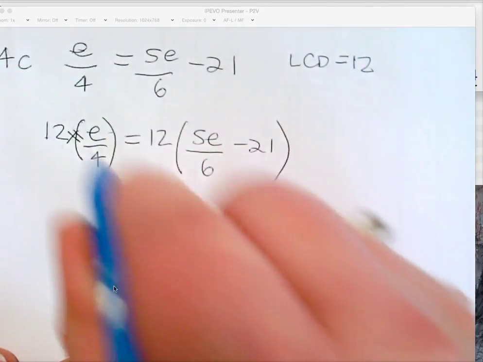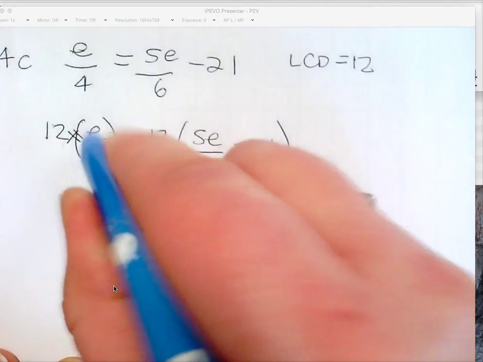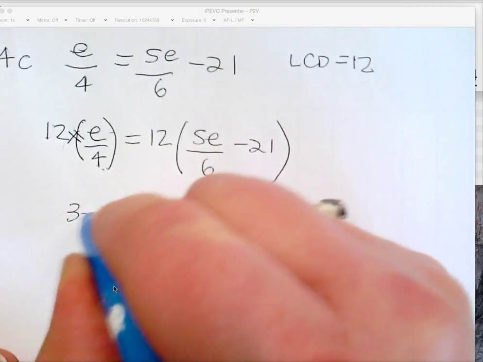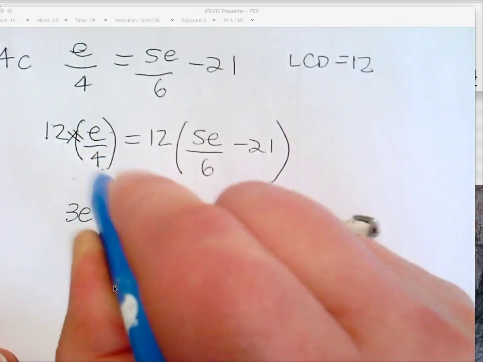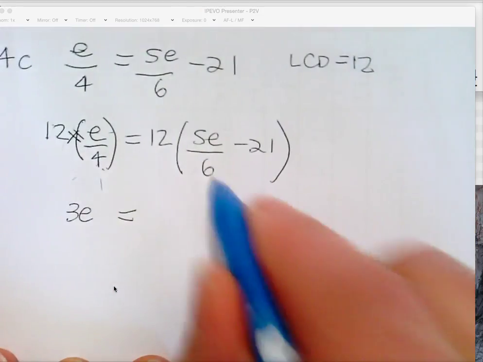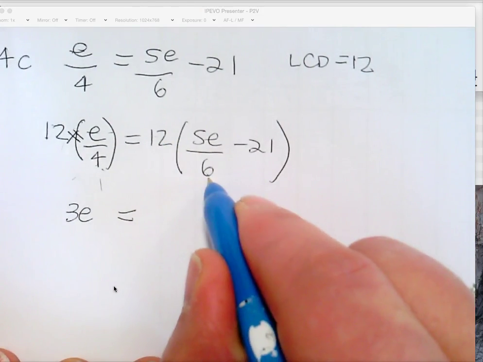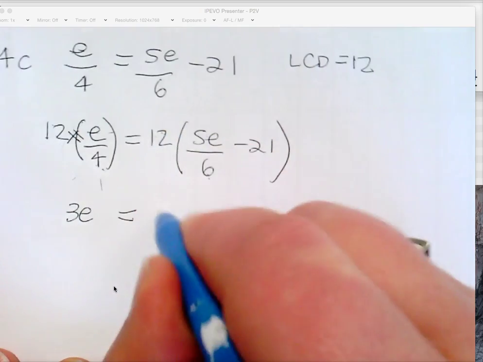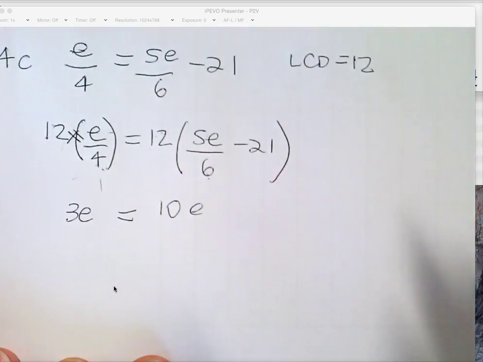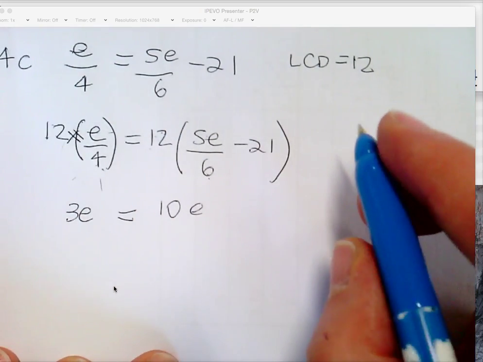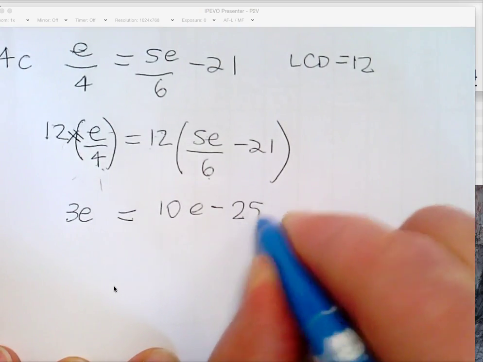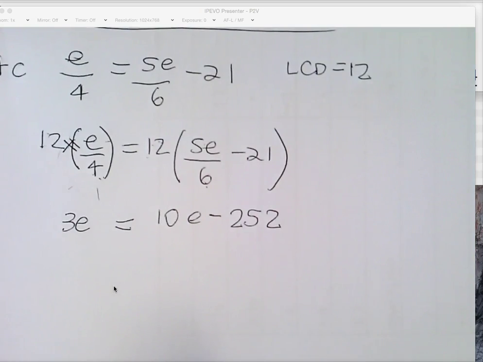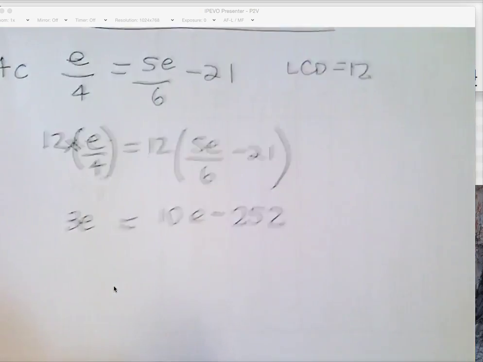12 times that. Girls, what's 12 over 4? 12e over 4 is 3e. The idea of multiplying by 12 is that you cancel. All right, what happens with the 12 and the 6 here? You get 2, you get 10e, and 12 times negative 21, negative 252, that's right. So, girls, you can go to the left or go to the right.